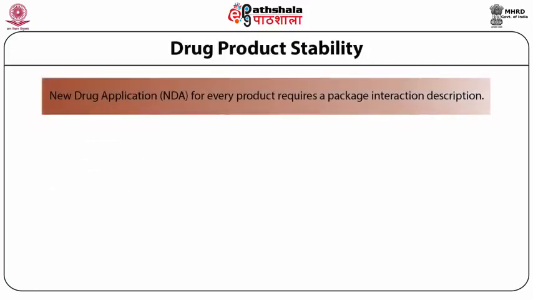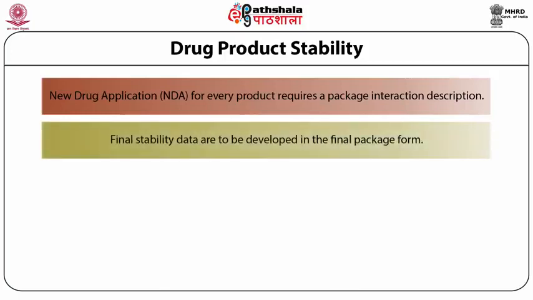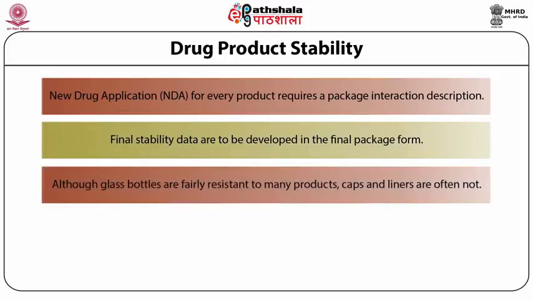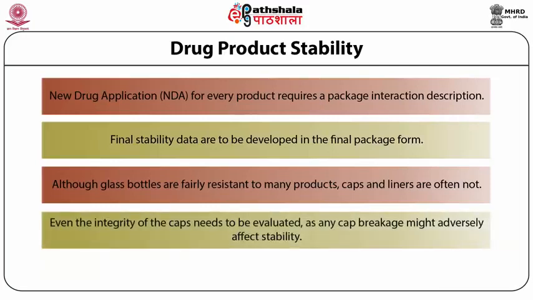A new drug application for every product requires a package interaction description. Obviously, final stability data are to be developed in the final package form only. Although glass bottles are fairly resistant to many products, caps and liners are often not. Even the integrity of the caps needs to be evaluated, applying exact torque in closing the bottles intended for stability evaluation. This is important to prevent cap breakage that might adversely affect stability.